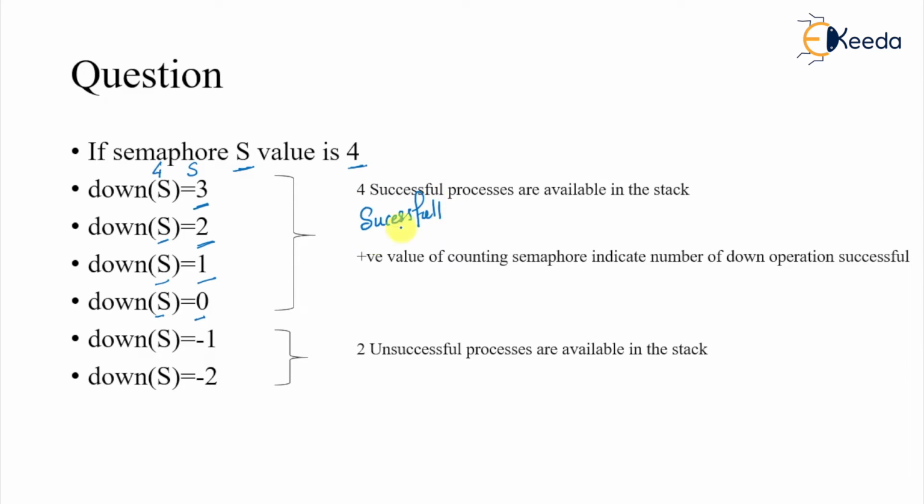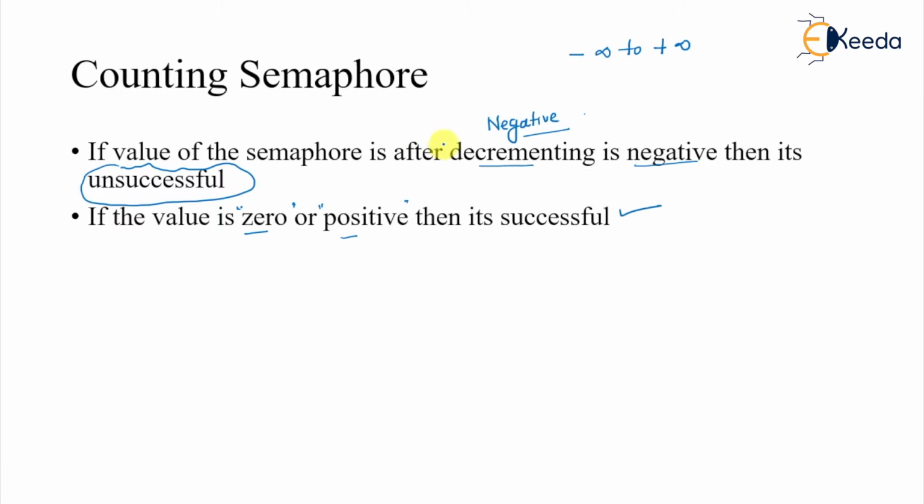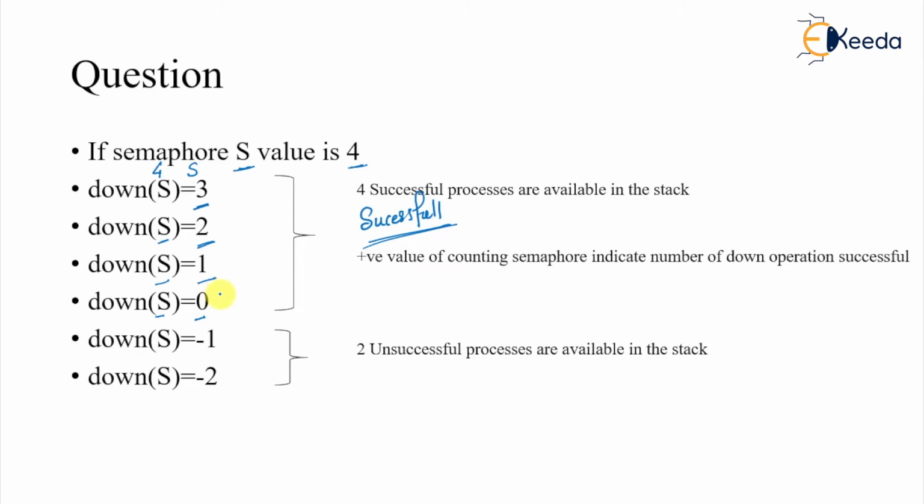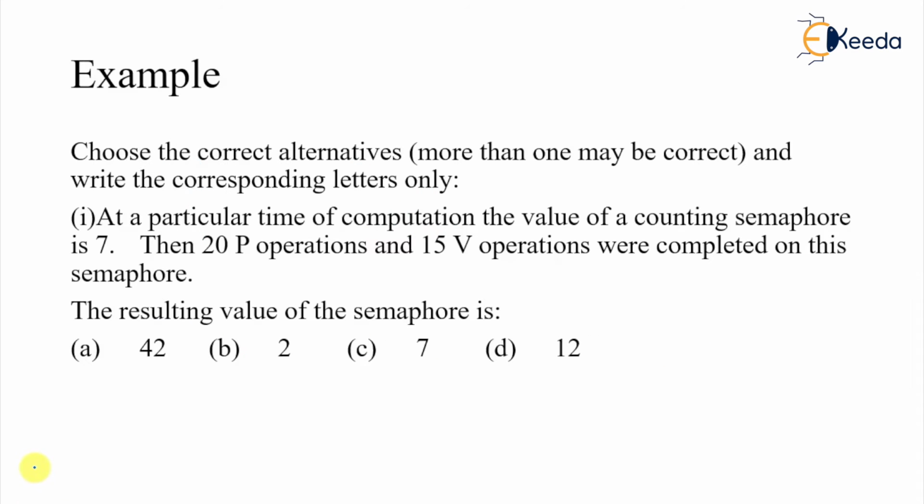Okay, why? Because, as per the definition, if after decrementation the value is negative, then only it is unsuccessful. Otherwise, if it is 0 or positive after decrementation, then it is considered successful. Up to here, it is successful. Then these are the 2 unsuccessful processes available on the stack. Okay, this is one example.